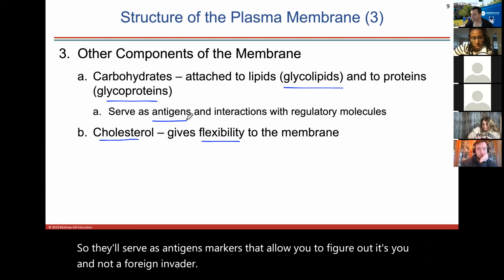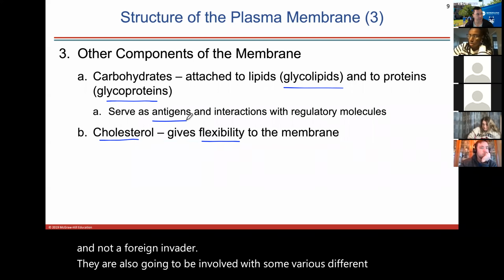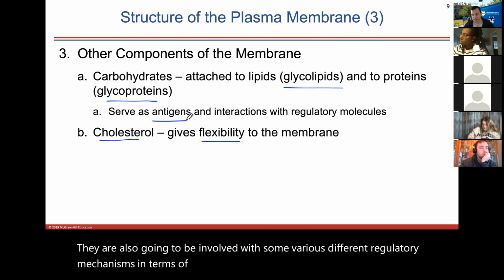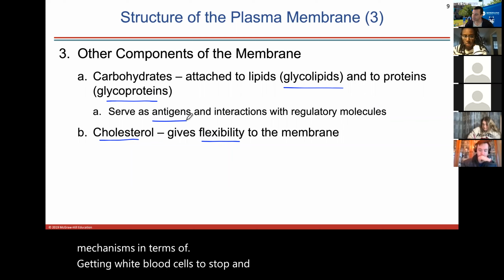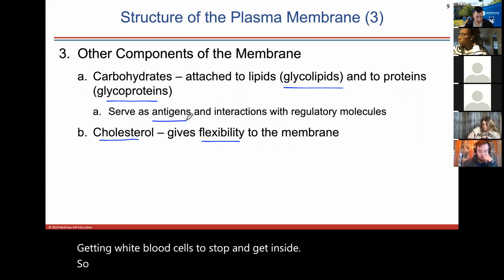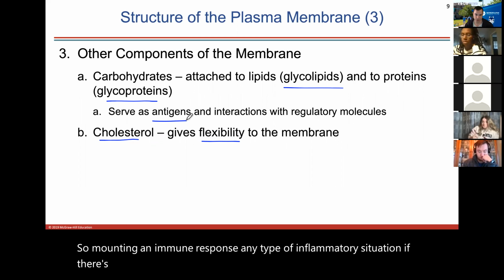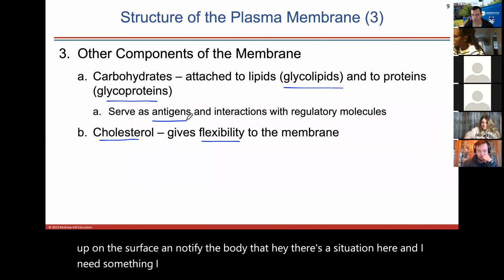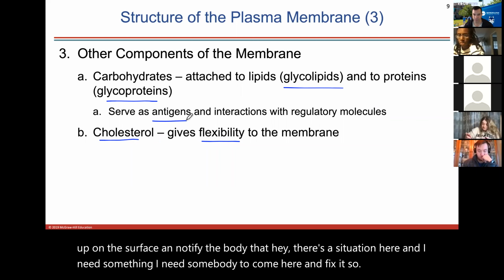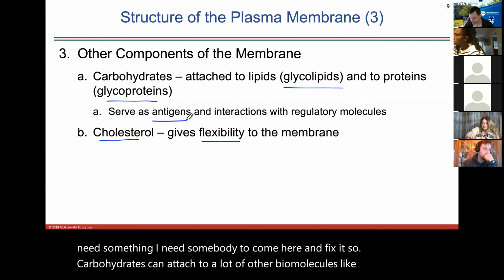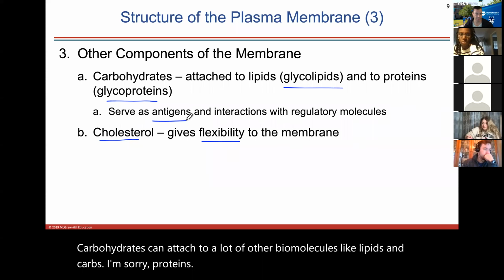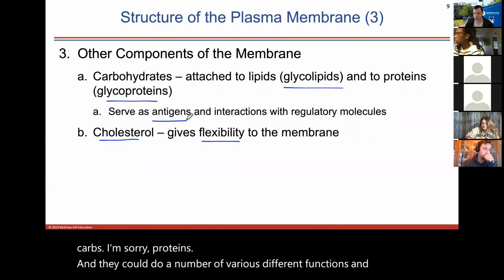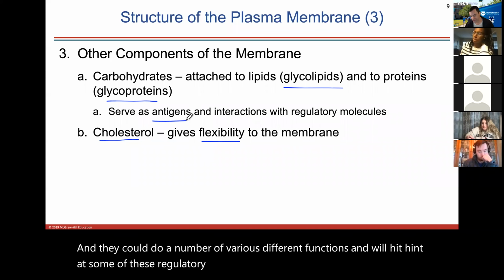They're also going to be involved with some various different regulatory mechanisms in terms of getting white blood cells to stop and get inside. So mounting an immune response, any type of inflammatory situation, if there's damage, some glycolipids or glycoproteins will show up on the surface and notify the body that, hey, there's a situation here and I need somebody to come here and fix it. So carbohydrates can attach to a lot of other biomolecules like lipids and proteins. And they could do a number of various different functions. And we'll hint at some of these regulatory molecules when we get into the nervous system in the next unit.